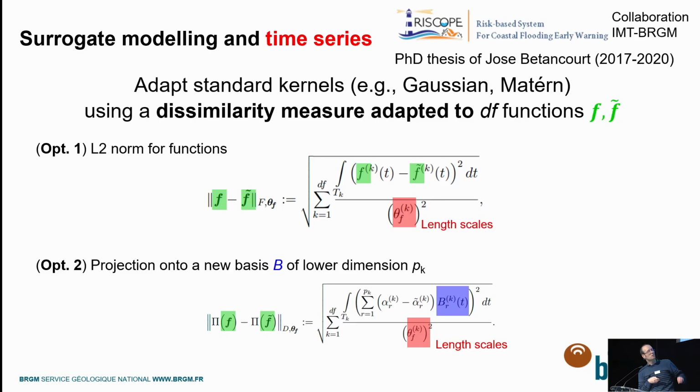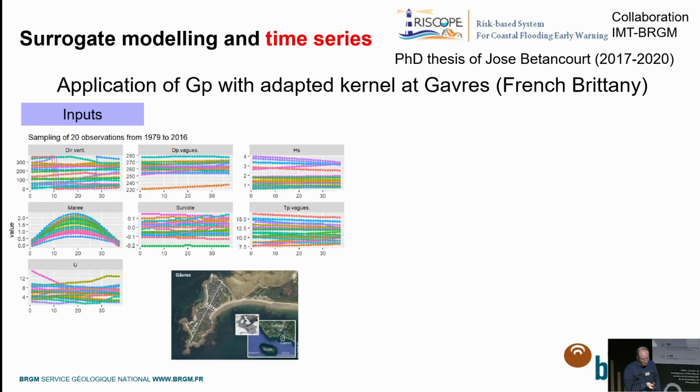So the trick here is to project and reduce the dimension on a first basis, in blue, capital B, and we can define an appropriate dissimilarity function to do the job. What is nice with that is that we can use standard kernels without any further adaptation to account for the functional nature of the input.